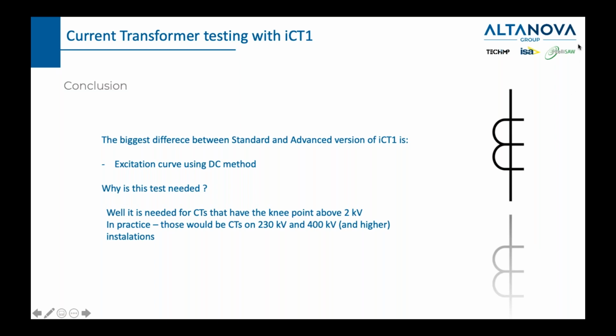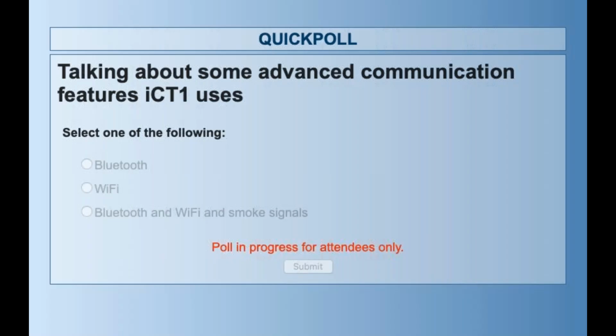We are more or less at half of our presentation, in the middle, and I would like to see if you guys have followed, guys and girls, and I would like to ask you a question. A short poll. Talking about the advanced communication features iCT1 uses: A, Bluetooth; B, Wi-Fi; or C, Bluetooth and Wi-Fi and smoke signals? Let's see how you will answer.